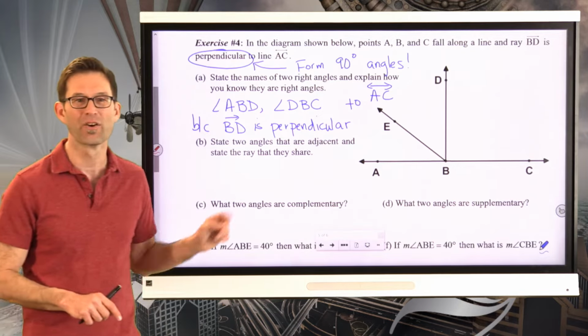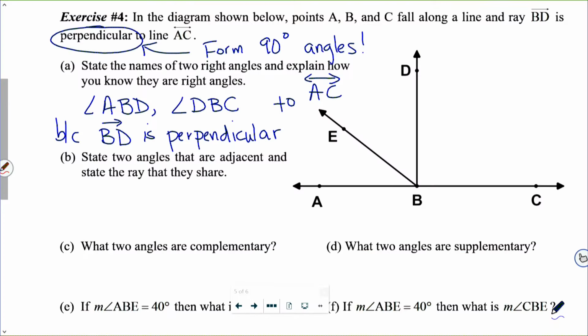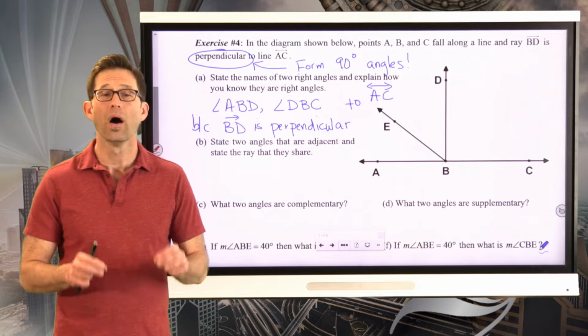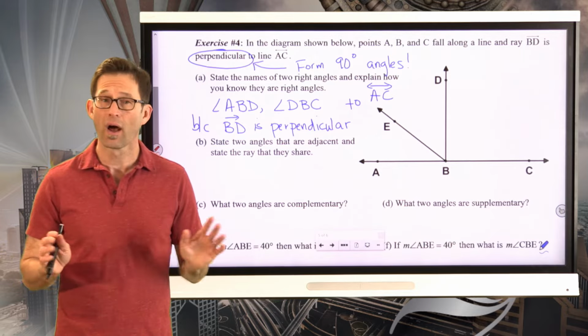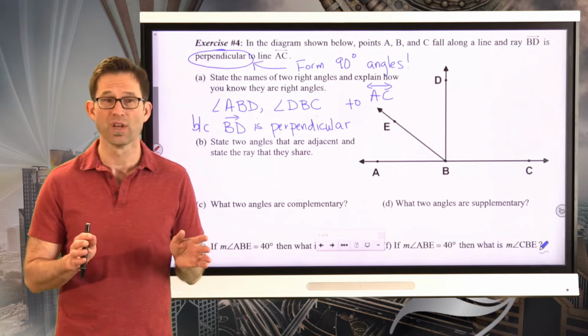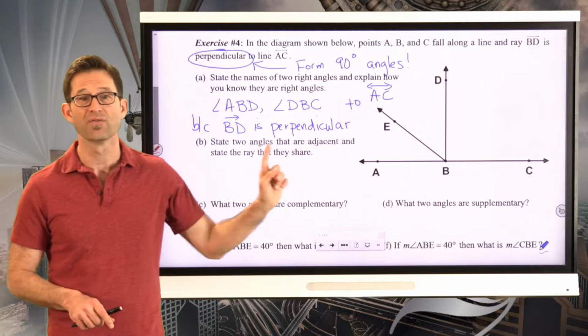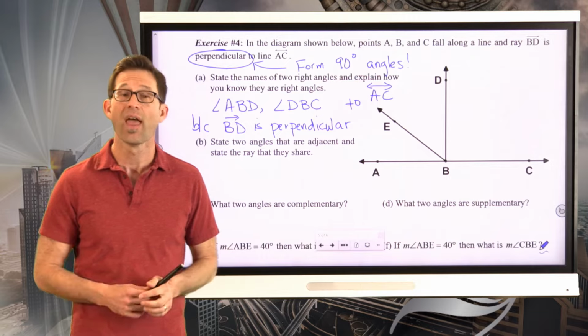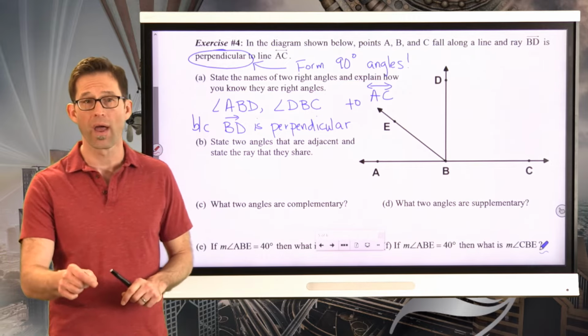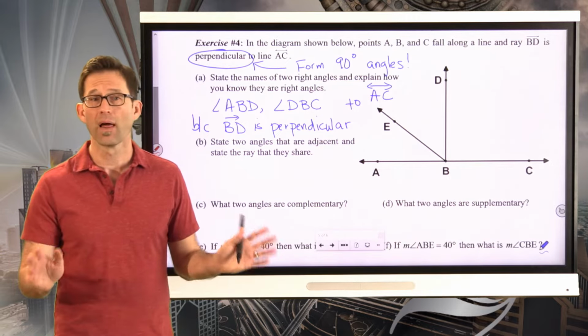All right, let's take a look at letter B. State two angles that are adjacent and state the ray that they share. All right, so I'd like a pair of adjacent angles here. And I'll be honest, there's a lot of pairs of adjacent angles, like big time pairs of adjacent angles. And I just want you to state two angles that are adjacent. And of course, adjacent angles share a ray. All right, so you've got lots of choices here.